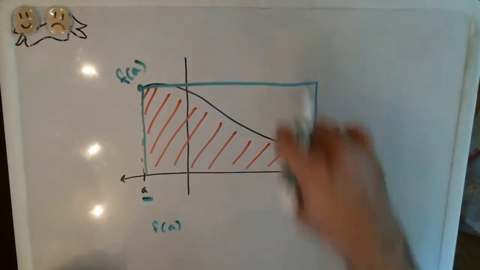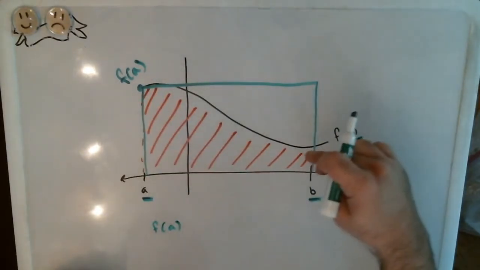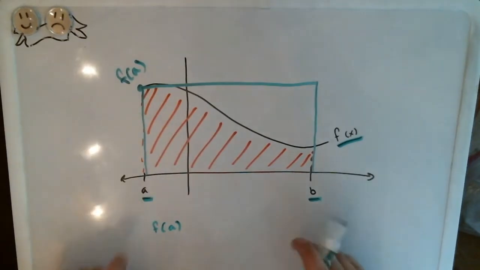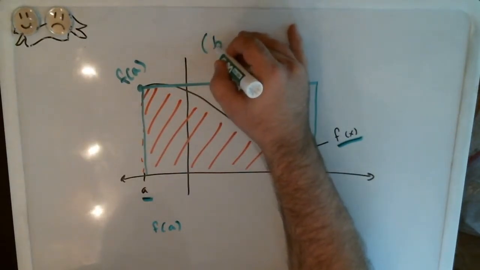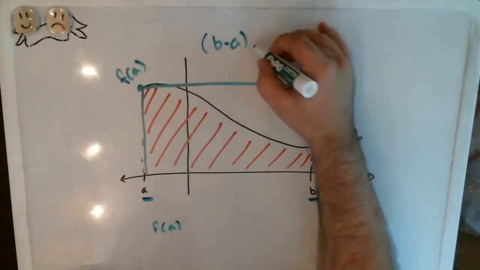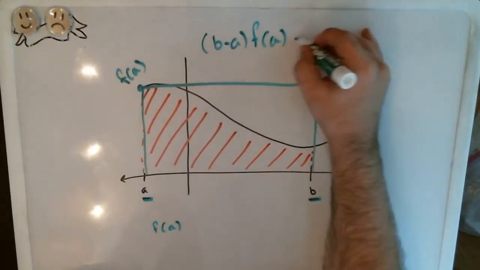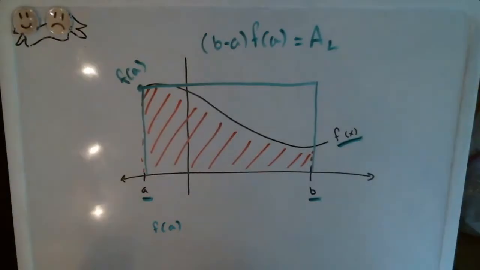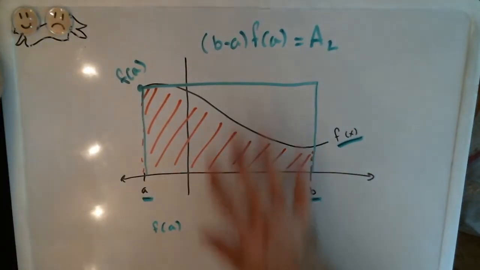Now, what is the area of this rectangle? It's the width times the height. The width is b minus a, and the height is f of a. And I'm going to mark this as the area using the left point. And that's easily where we can start here.